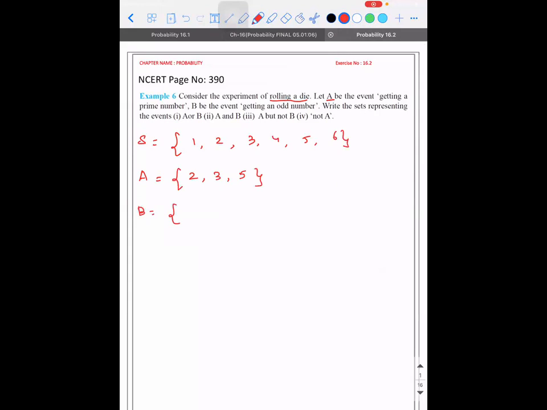Event B will contain getting an odd number: 1, 3, 5. Write the sets representing the events A or B. A or B is A union B. What is it? 1, 2, 3, 5. Write down the set which contains A and B. A and B means A intersection B. So it is 3, 5.